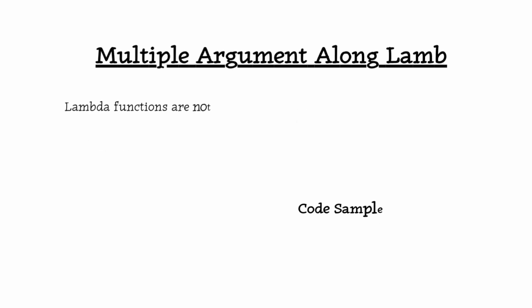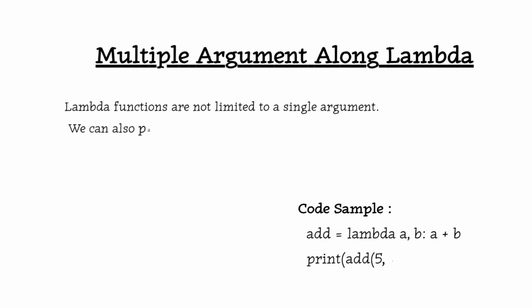Let's now talk about multiple arguments along with the lambda function. See, the lambda function is not limited to a single argument. We can pass multiple arguments over here. For the same, I have shown a small code snippet on the screen. I want to perform an addition operation between two numbers, which I can do using the lambda function. Specifically, I define add, this is a variable, equals lambda keyword a comma b colon a plus b. I have put the two variables a comma b and a plus b.